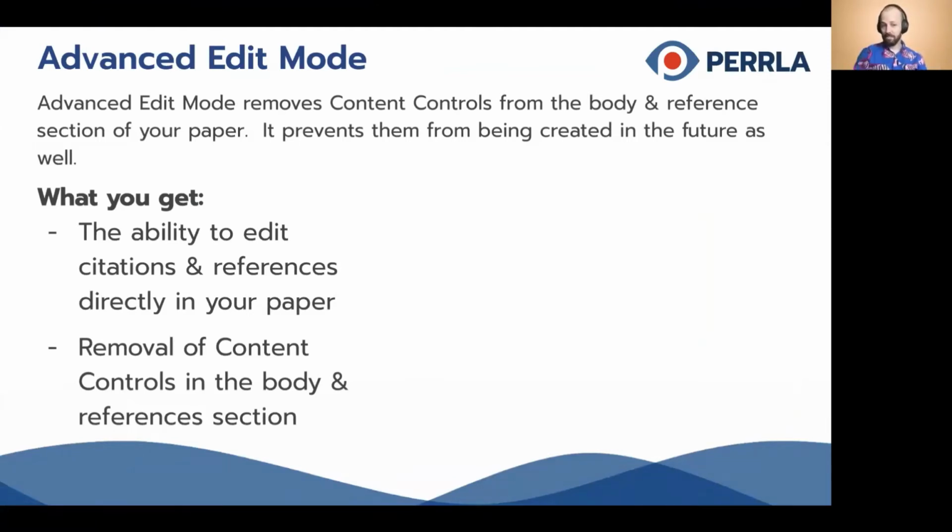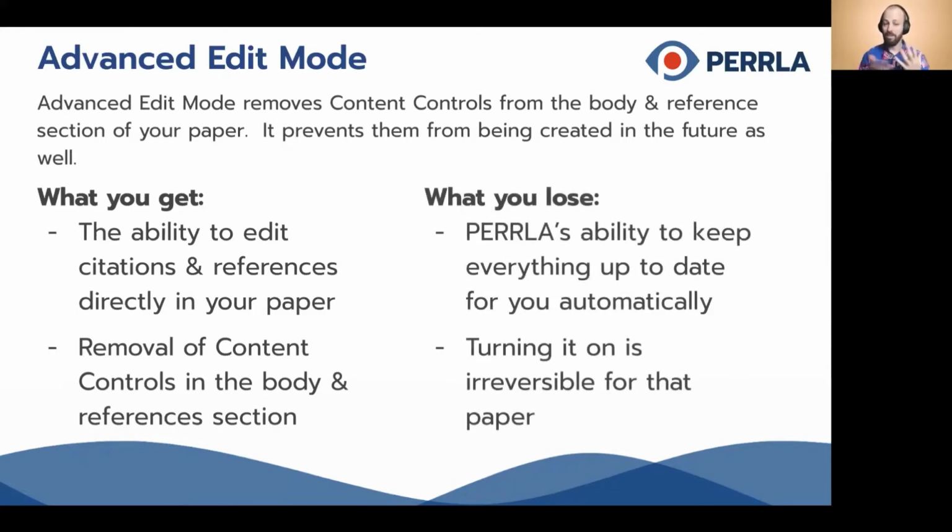And then that's the second thing. You get the removal of content controls just in the body and the references section. However, like removing individual content controls, you're going to lose a few things. The first is Perla's ability to keep everything up to date for you automatically. Because we no longer have those content controls, we no longer know where those references are. So if you edit a reference inside of Perla, we're not able to update it in your paper. Or if you have citations for that reference that need to be changed, we don't know where those are, so we can't update it for you automatically.